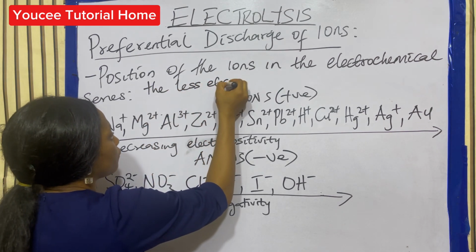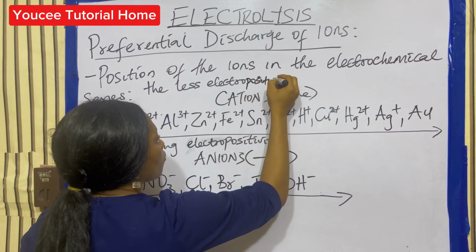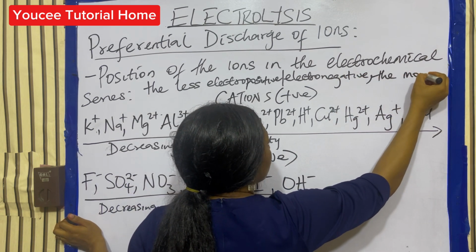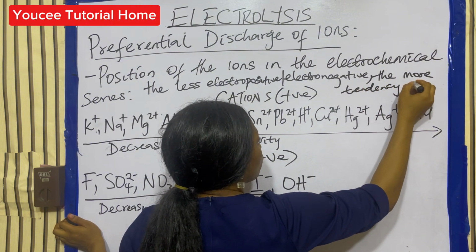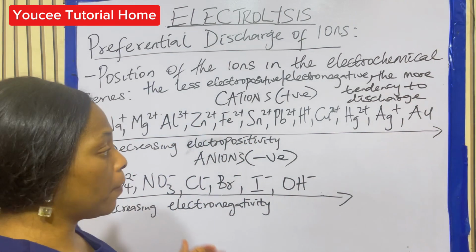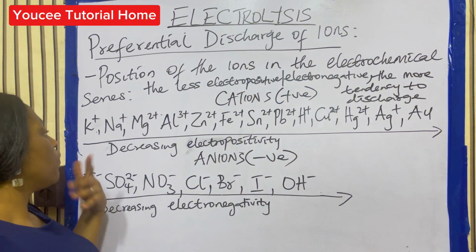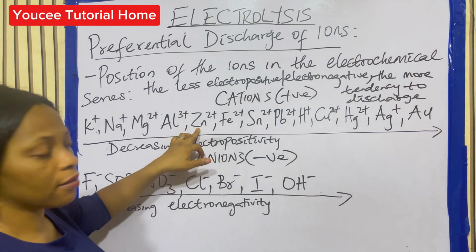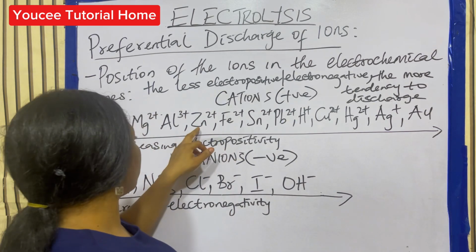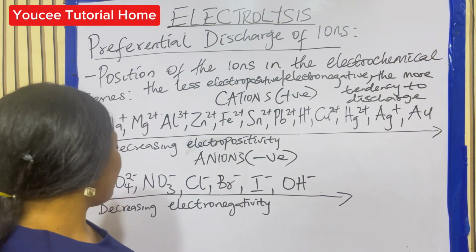The same thing is applicable to anions: the less electronegative, the more tendency to discharge. To discharge at the cathode. Are we together? You remember the drawing I gave you from anode to cathode? So if you have a mixture of magnesium and zinc, which one is going to be discharged? Zinc. If you have a mixture of zinc and hydrogen, which one is going to be discharged? Hydrogen. Are we together?